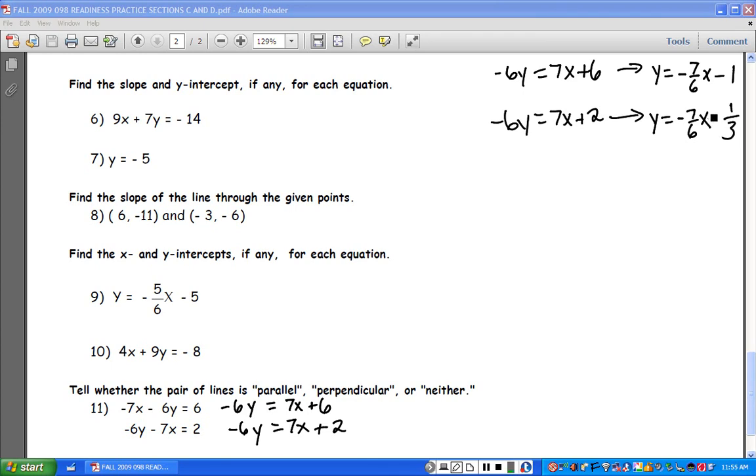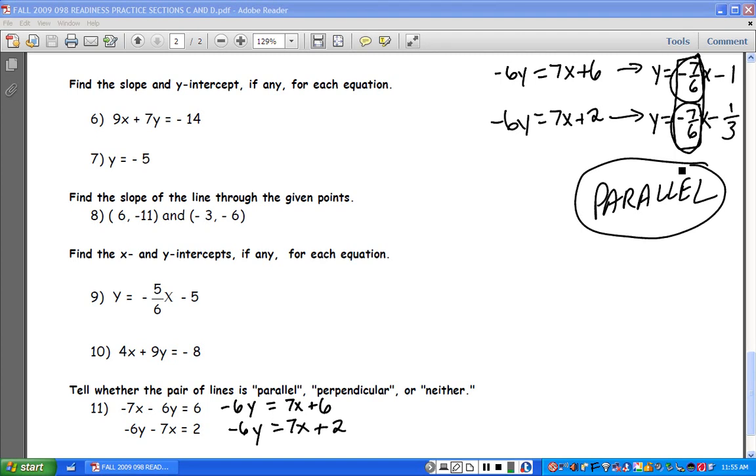Keep my x. Okay, so again, now I've solved both equations for y, and once I do that, my focus shifts solely to the slopes. I'm looking at the slopes, and I notice my slope here in equation 1 is the exact same as it is here in equation 2. Therefore, I'm looking at parallel slopes. Okay, so these two lines would be considered parallel.